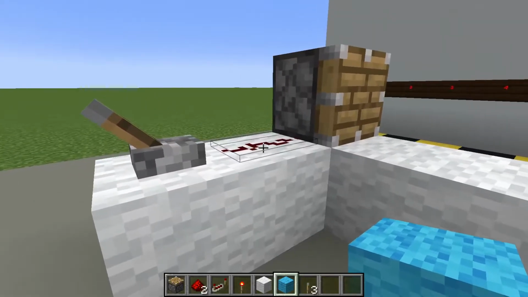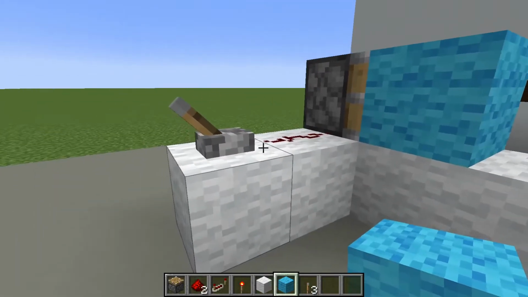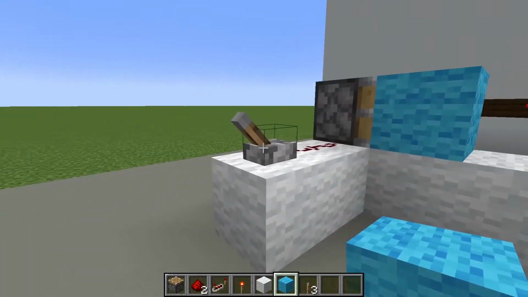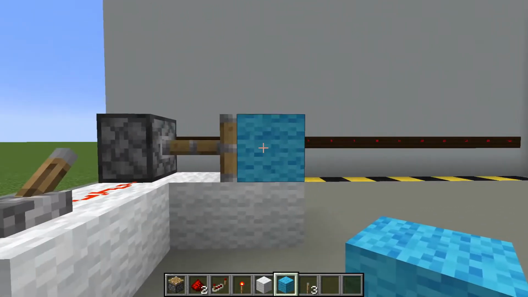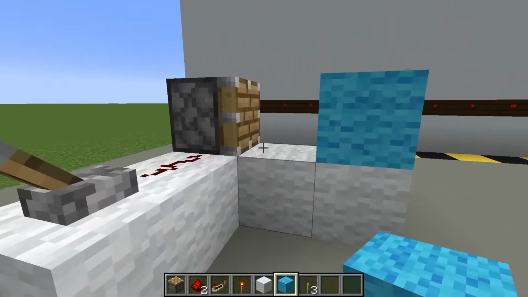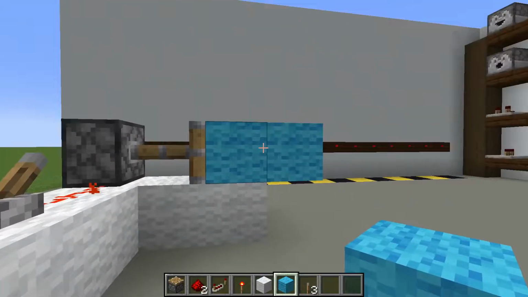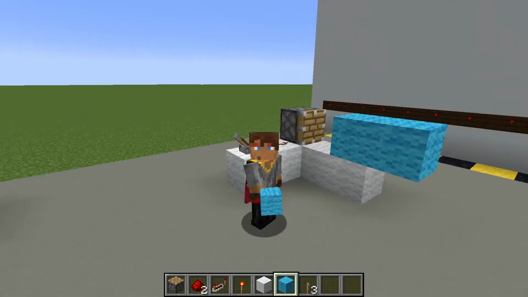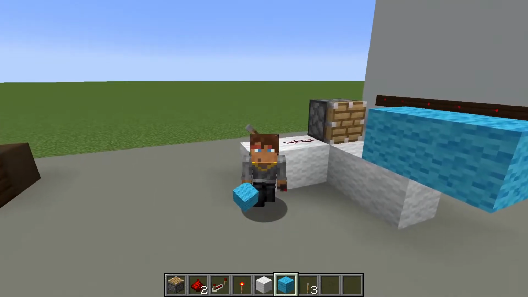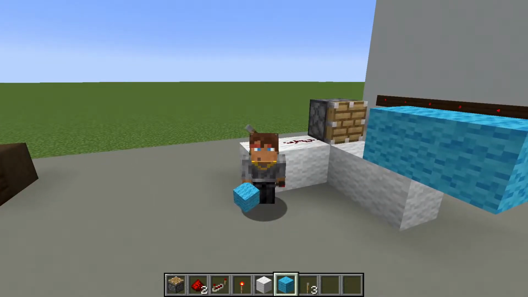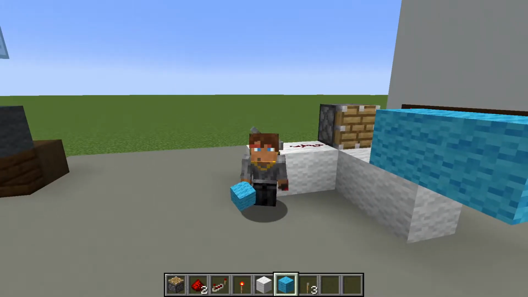Now, when it extends, a piston is capable of pushing another block. So if we put a blue wool here and power the piston, we can see it pushes the blue block. And if we retract it, we can place another blue block, and it can push both of them at once. Pistons have a push limit of 12 blocks, so a piston can only push 12 blocks before it stops, and I'll show you guys that right now.